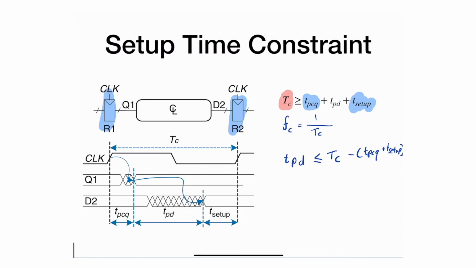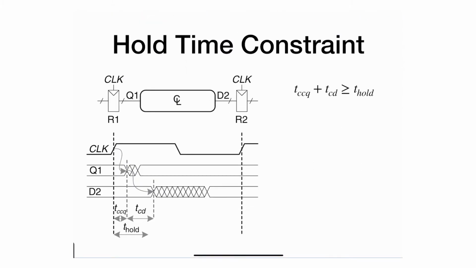Let's study the hold time constraint now. Again, we're going to do some timing analysis, and in this particular case, the worst case scenario is associated with the contamination clock to Q, or the contamination delays across the circuit. So Q1 will change after the contamination clock to Q, and I know that the combinational logic here will change at the minimum after what we call the contamination delay.